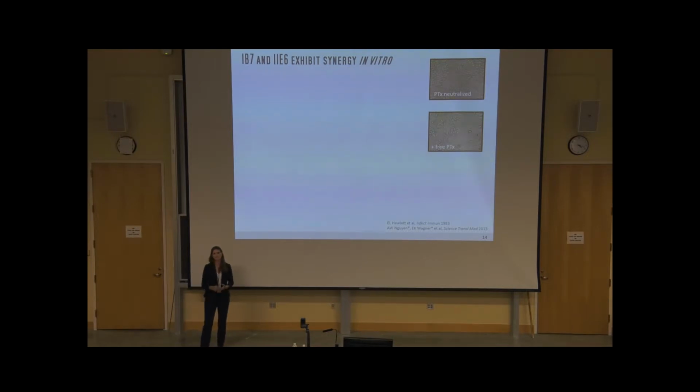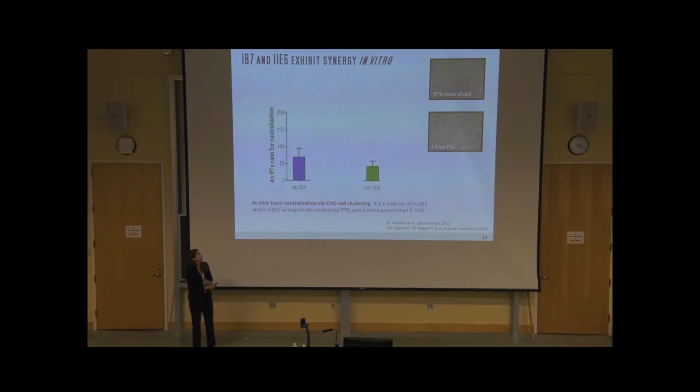So what you can do is incubate the cells with a constant amount of toxin that causes this clustering, then titrate in different amounts of antibody and pay attention to the ratio at which this clustering is neutralized. That would be the neutralizing ratio. What we want to see is that a low ratio of antibody per toxin means that the antibody was able to neutralize well in this assay. So here I'm plotting that neutralizing ratio. We can see that our antibodies 1B7 and 11E6 were both able to neutralize.